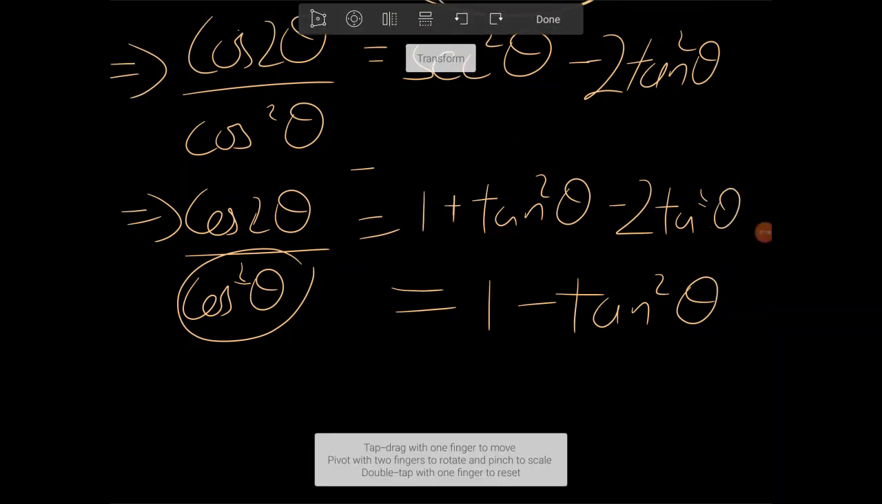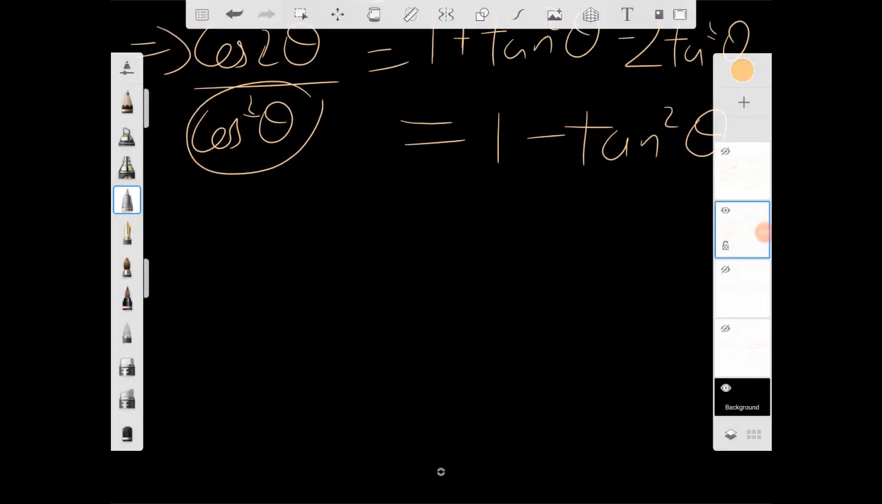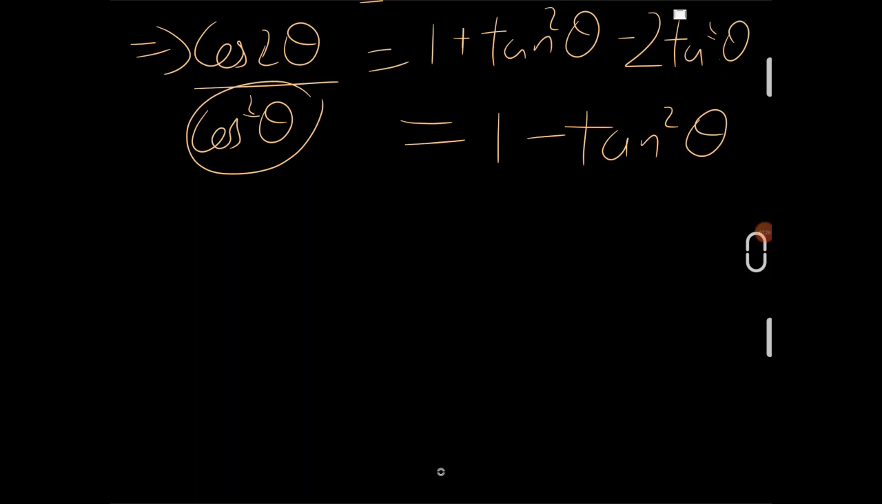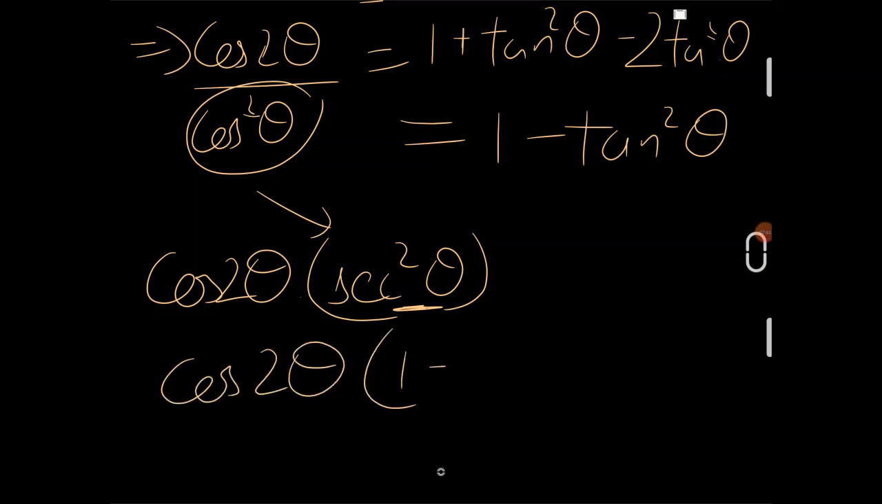Another idea. See, cos 2 theta divided by cos square theta is equal to cos 2 theta into sec square theta, right? 1 by cos square is sec square. That means this sec square I can make it as 1 plus tan square theta. Now I will combine these two terms.